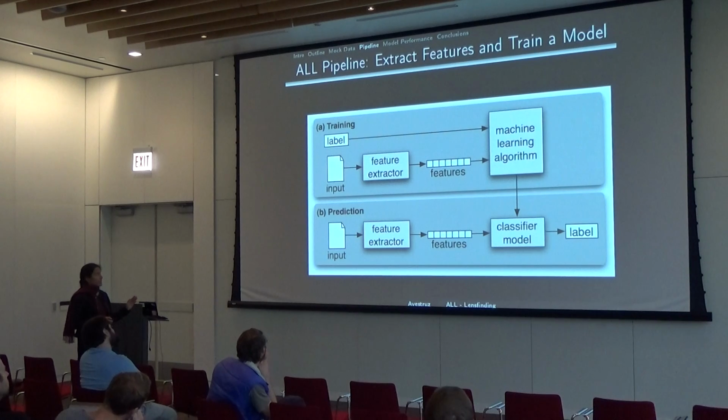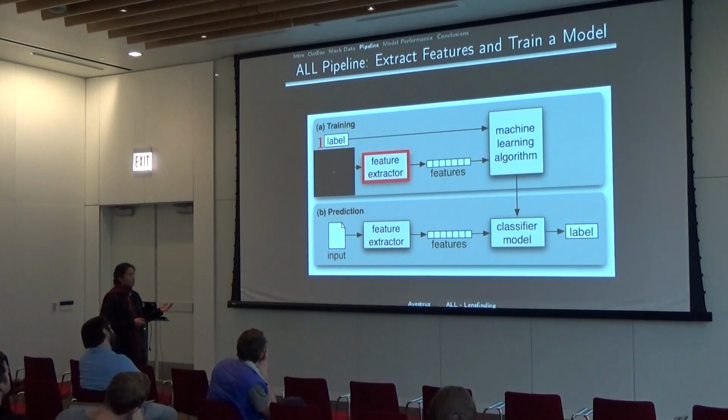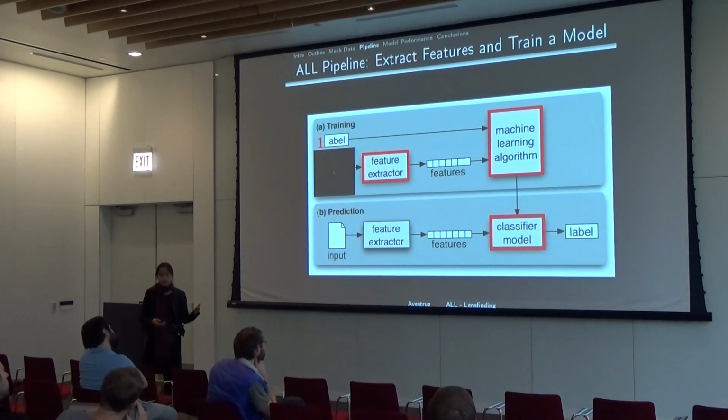It starts with a training set where you feed in a bunch of labels and the actual images. You'll want to extract some sort of a feature, feed those features into a machine learning algorithm, which you then use to train and save a classifier model.